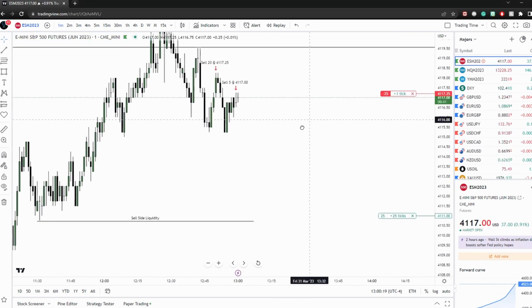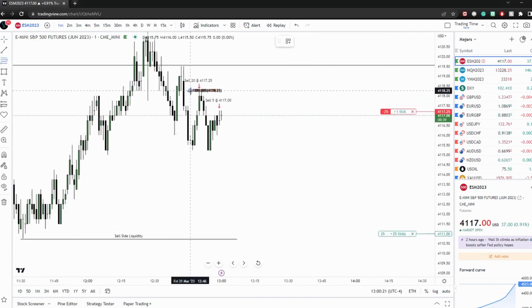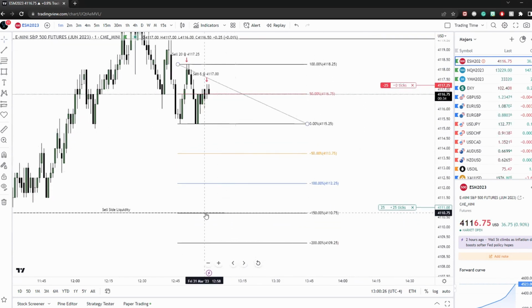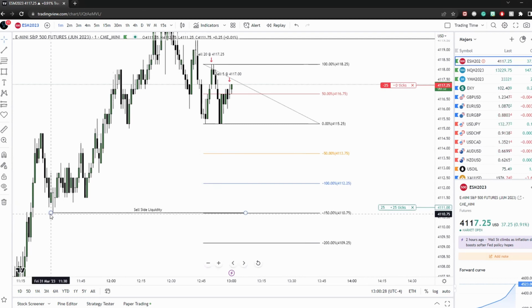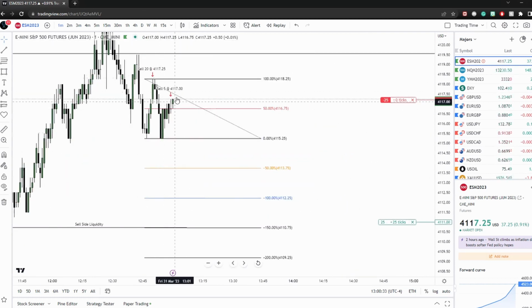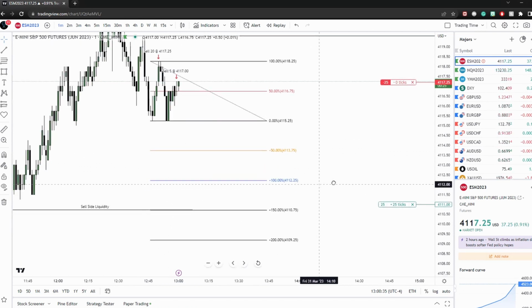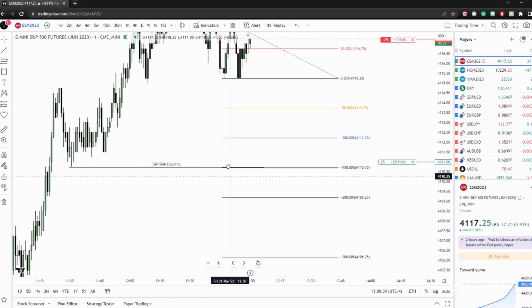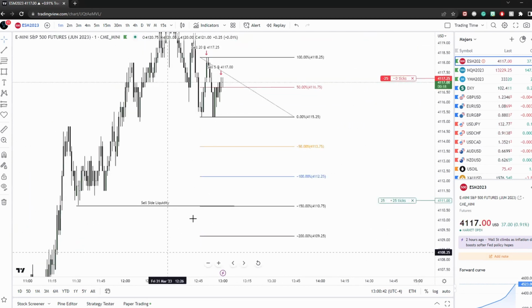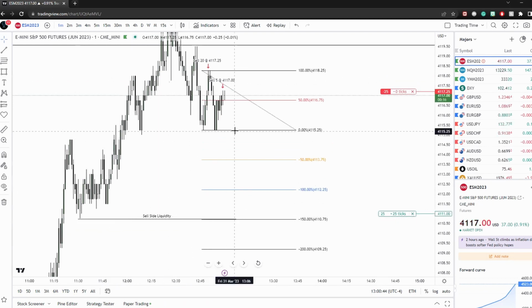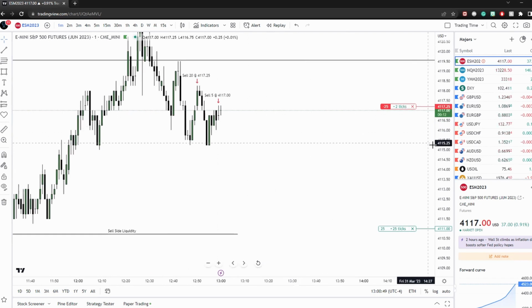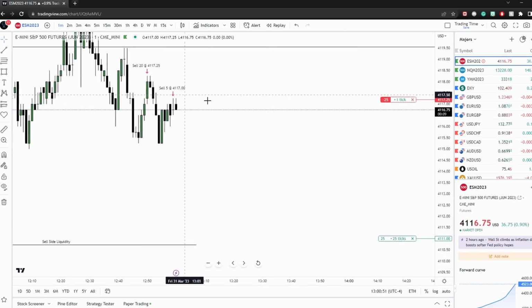Here we go. So we have a projection of this exact low, 4110.75, projecting price lower, right? We can definitely look for this here, or even maybe, yeah, this here is definitely what our target is. So let's see it pan out.